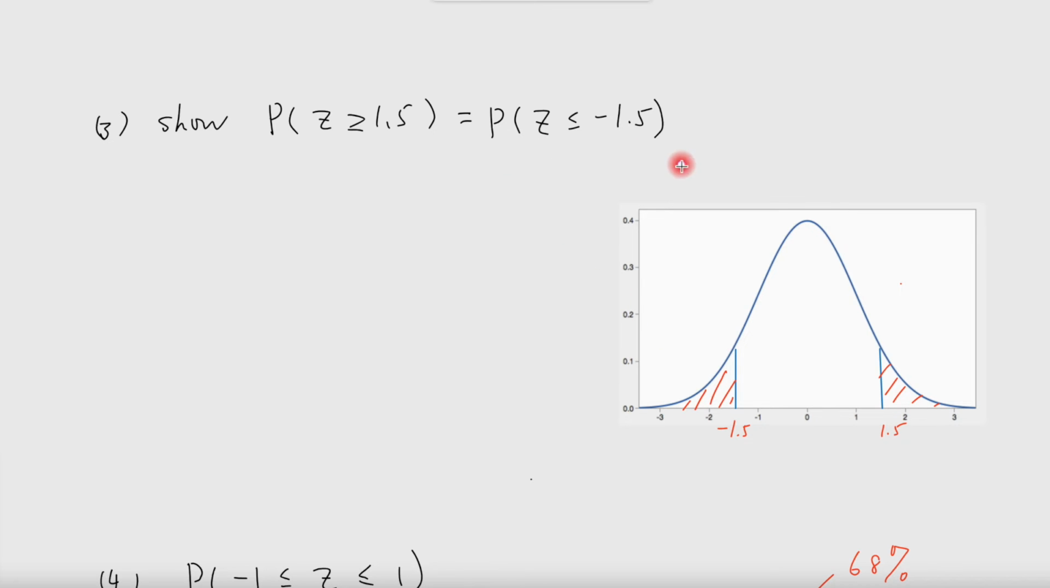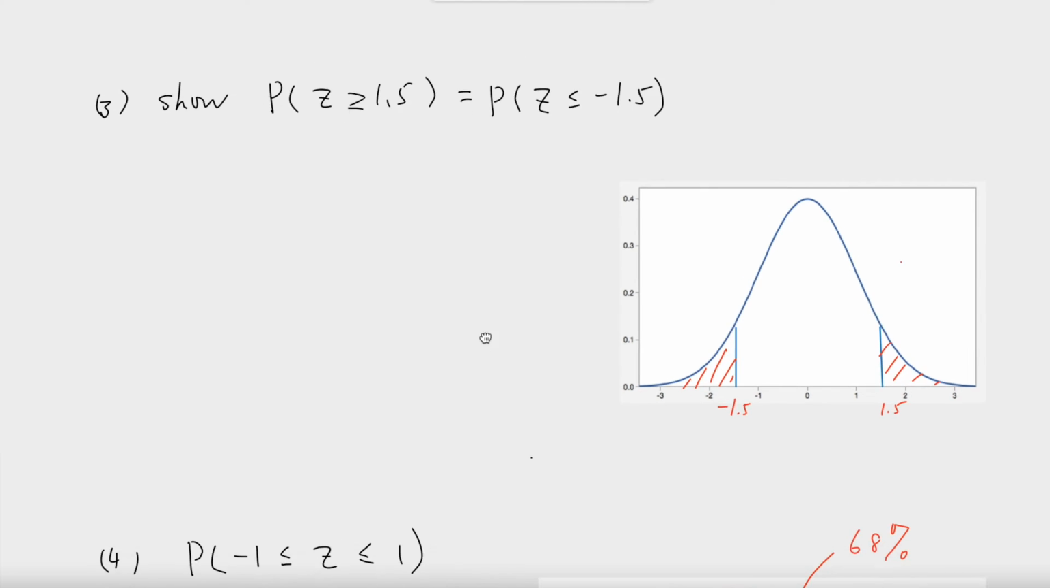And the probability Z is less than or equal to negative 1.5 is the area under this curve on the left-hand side of negative 1.5, and all this area plotted here. You can see that because the density curve is symmetric, these two areas are the same. And you can see here that this 1.5 is nothing special. You can replace this with any number. It's still true because the curve is symmetric.